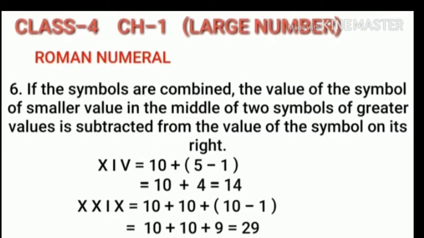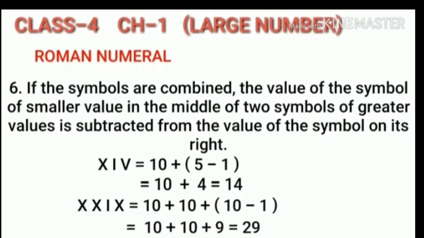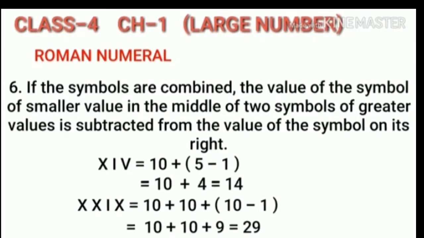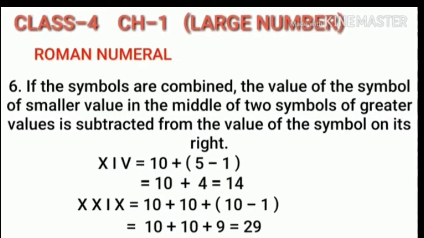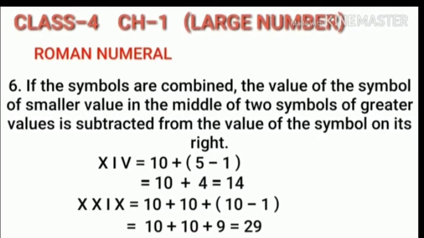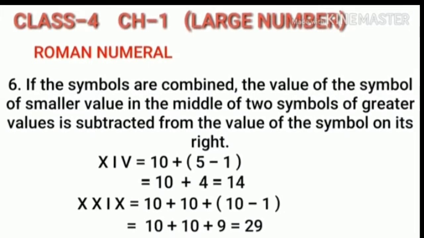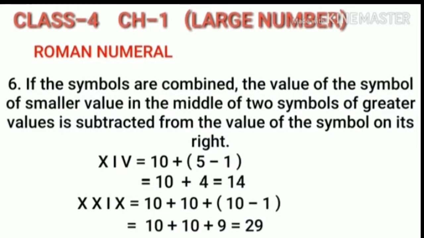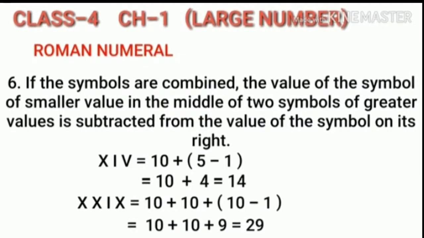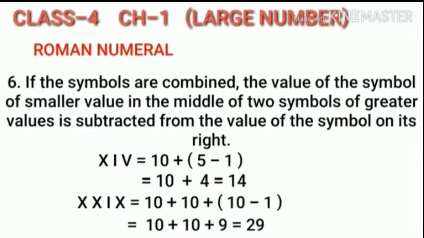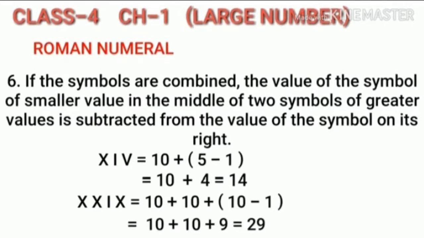The sixth rule is, if the symbols are combined, the value of the symbol of smaller value in the middle of two symbols of greater value is subtracted from the value of the symbol on its right. For example, if we have to write 14, how can we write it? We write 10, that is X, plus 4. For 4, we write 5 minus 1, that is IV, so 14 is XIV. Similarly, 29 can be written as XXIX. These are the rules of Roman numerals that you have to follow while carrying out addition, subtraction or writing different Roman numerals.